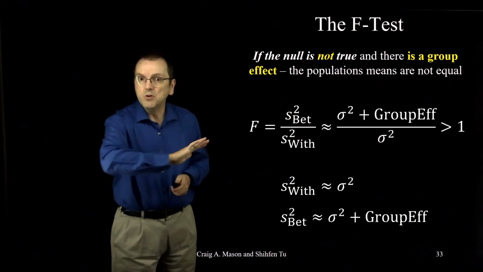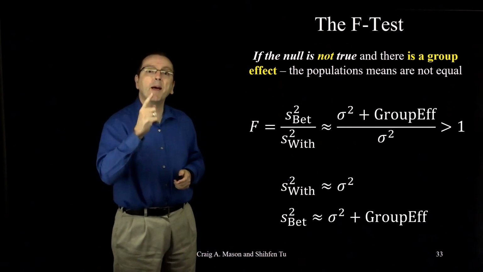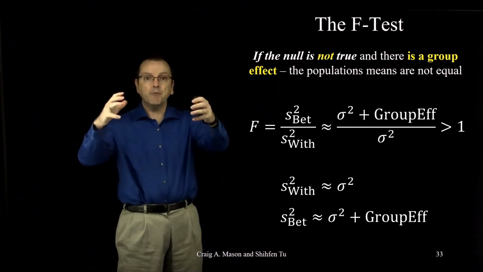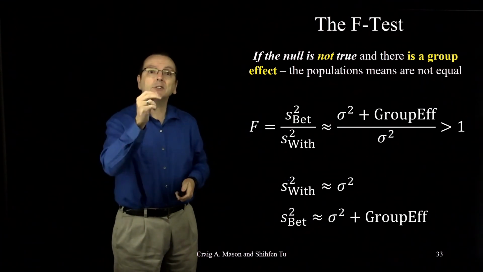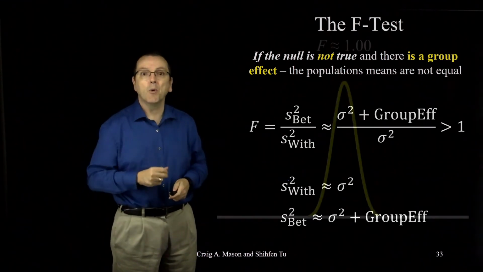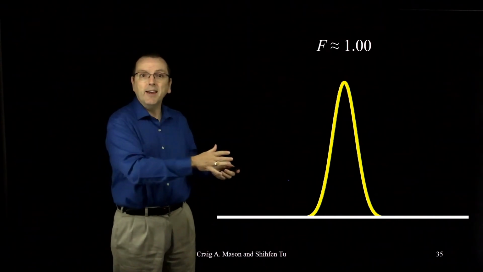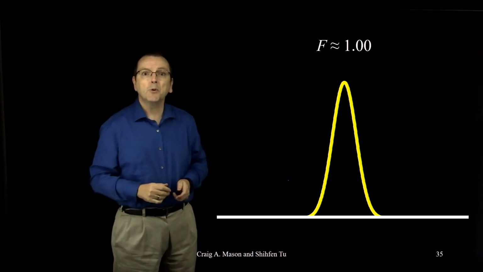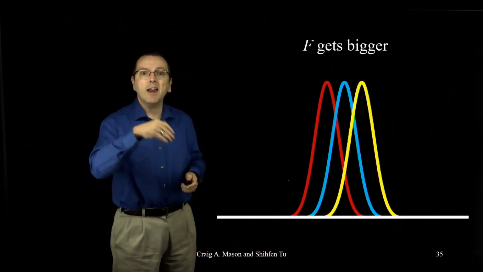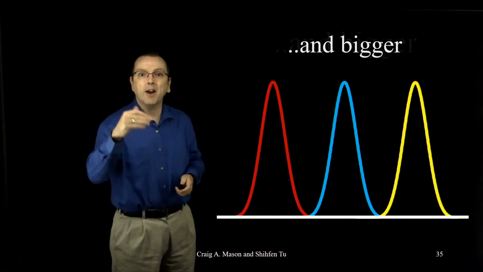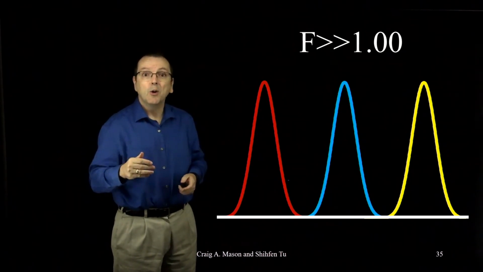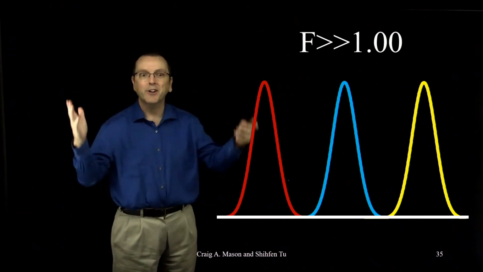So with no group differences, we expect F to be equal to 1. But as the group differences increase, F gets larger and larger than 1. Visually, it looks like this. The larger the difference between the group means, the bigger and bigger and bigger F will become, because the group effect in the numerator will get larger and larger and larger.